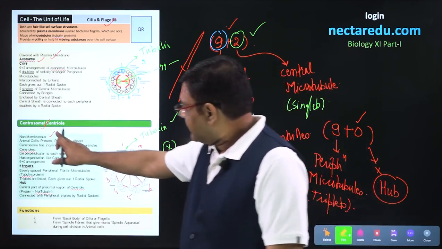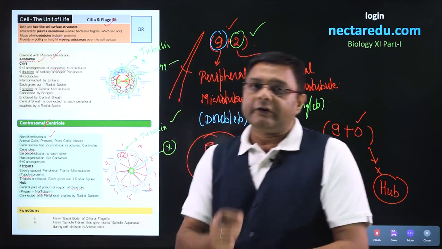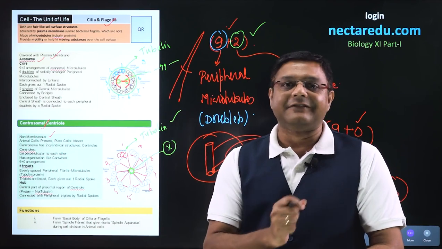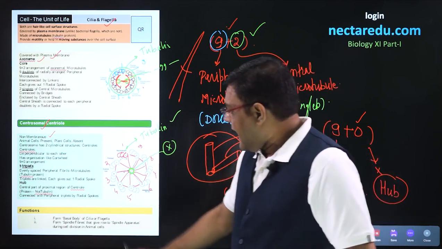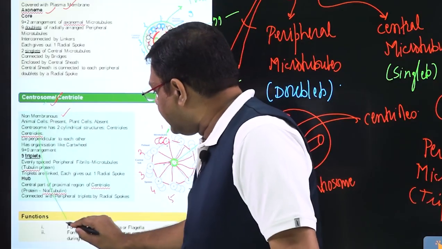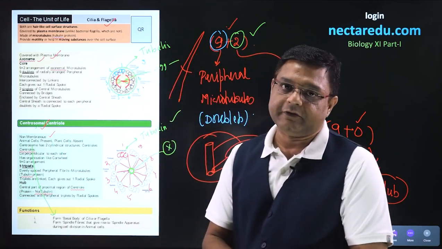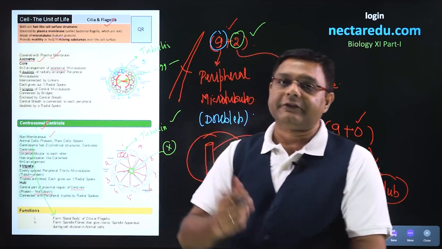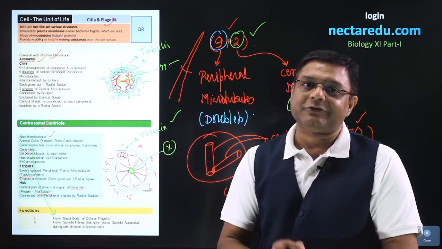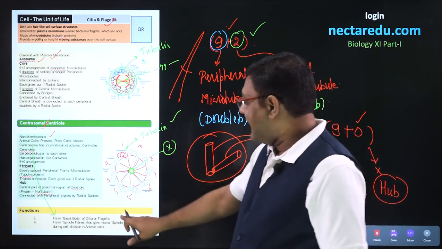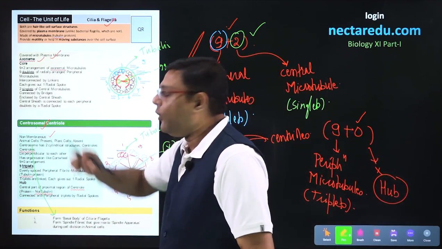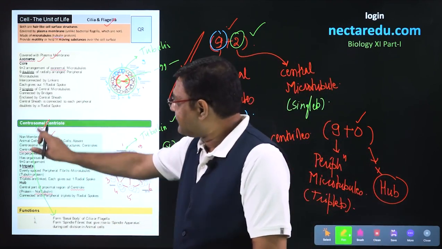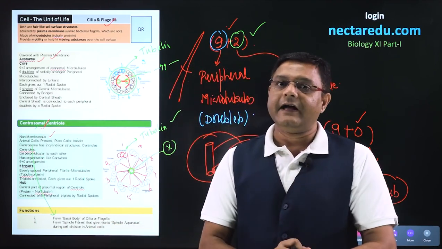Coming to the function of centrosome or centriole. Cilia or flagella arise from a structure called the basal body, and this basal body is in fact formed from the centrosome. The second function of centrosome is that during cell division, spindle apparatus or spindle fibers are formed. That spindle apparatus is also formed by the centrosome, and as we had said earlier, centrosome will only be present in the animal cell.